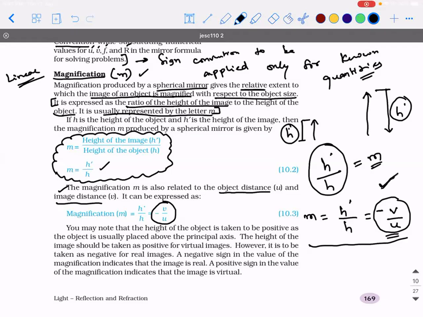Students, tell me, is there any doubt till whatever we discussed? Is everything clear till this step? Yes. Good.